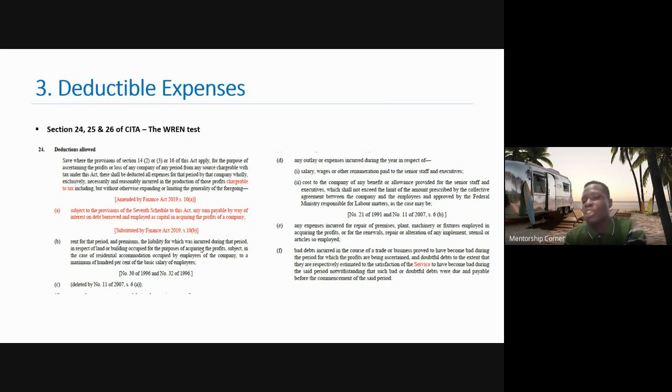Bad debt incurred in the course of a trade or business proved to have become bad. Sorry, let me read that again. Bad debt incurred in the course of a trade or business proved to have become bad during the period for which the profits are being ascertained, and the doubtful debts to the extent that they are respectively estimated to the satisfaction of the service to have become bad during the said period, notwithstanding that such bad or doubtful debts were due and payable before the commencement of the said period.